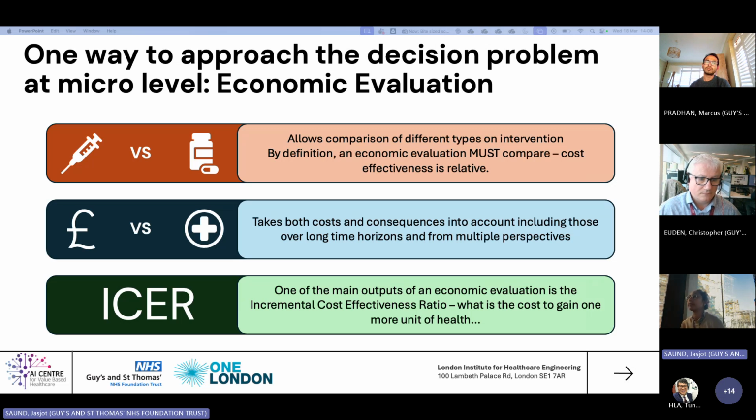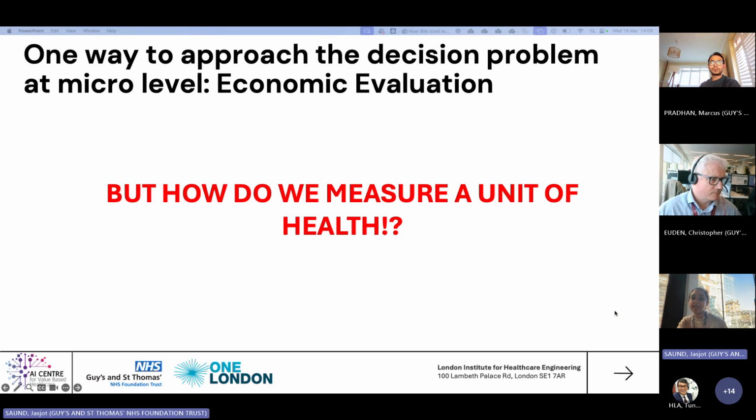The other big aspect of cost effectiveness analyses is the incremental cost effectiveness ratio. Because we're comparing one intervention to another, we look at the increments of the difference between the cost effectiveness, and this is a ratio because we're comparing costs and consequences with new and old treatments or interventions. So cost effectiveness is essentially saying: what is the cost to gain one more unit of health? But what is a unit of health and how do we measure it? That might be something you'll be asking.